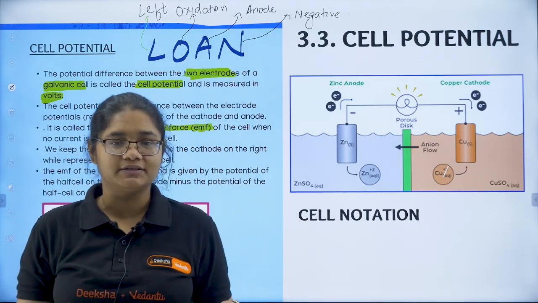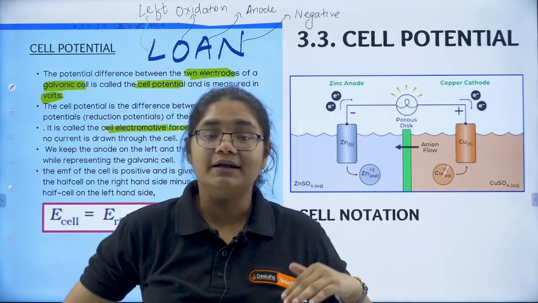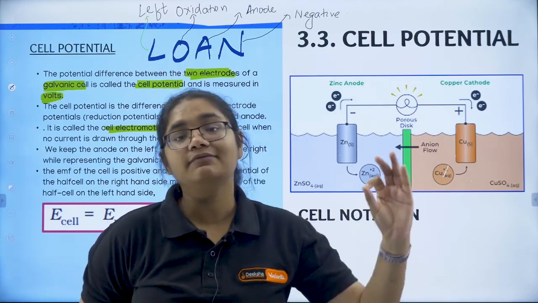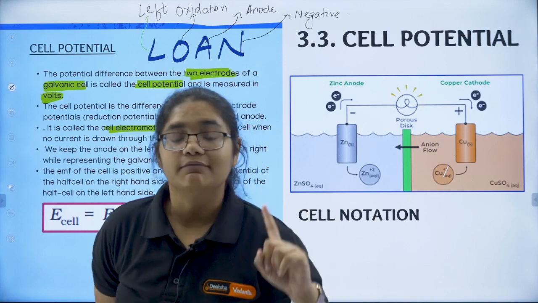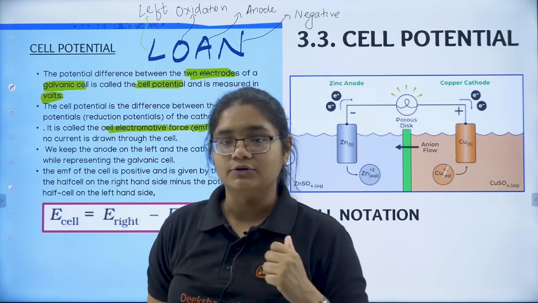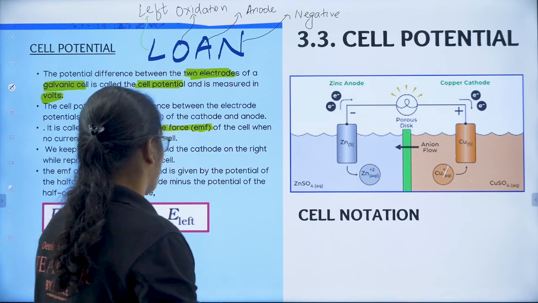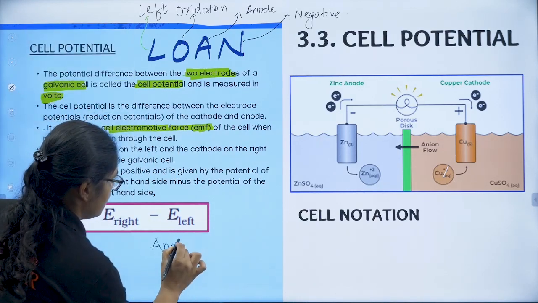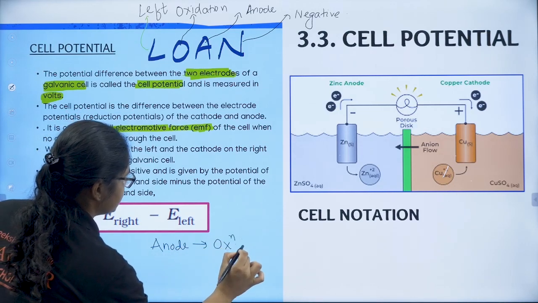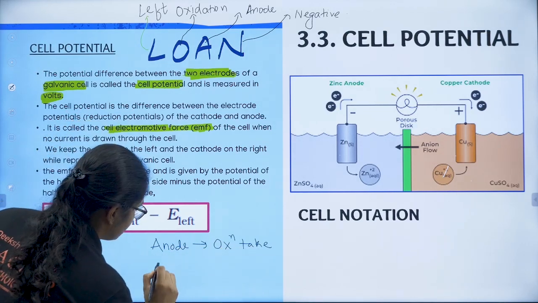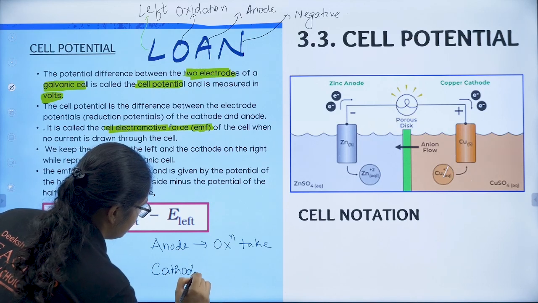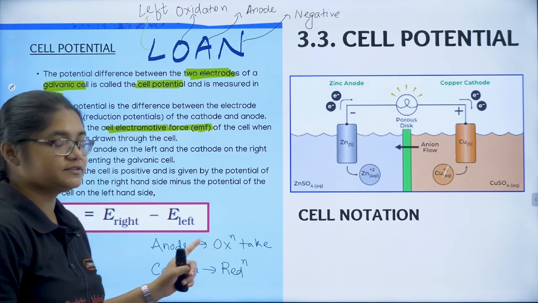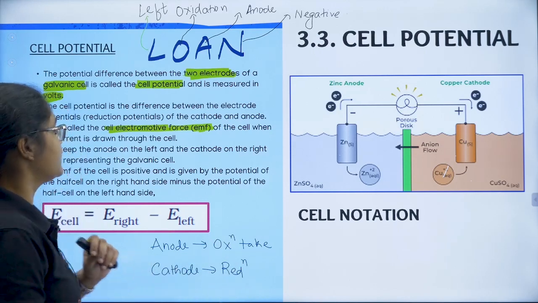In the lower classes we studied that anode is positive and cathode is negative. That happens, but that is in an electrolytic cell. In a galvanic cell, anode is negative and cathode is positive. So whenever it is asked what is anode and what is cathode, you have to say anode is where oxidation takes place, and cathode is where reduction takes place.